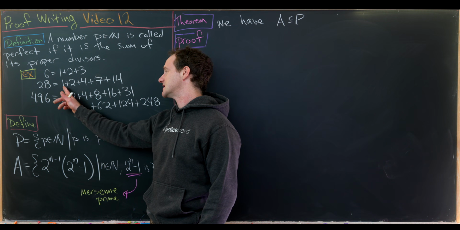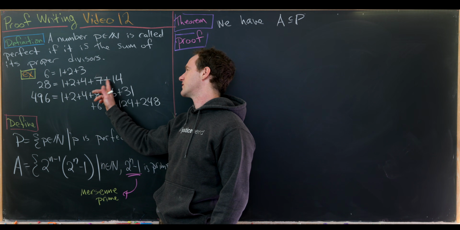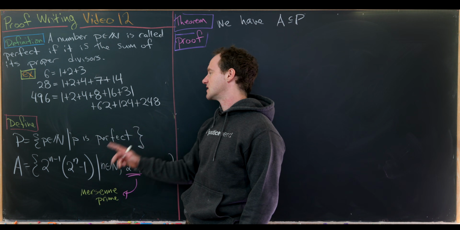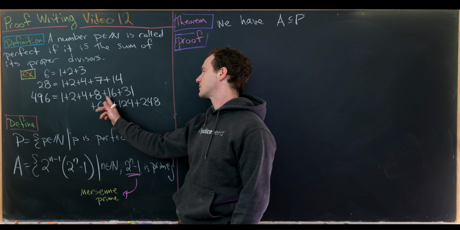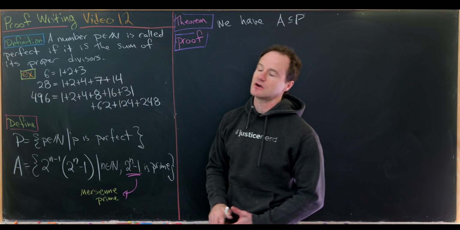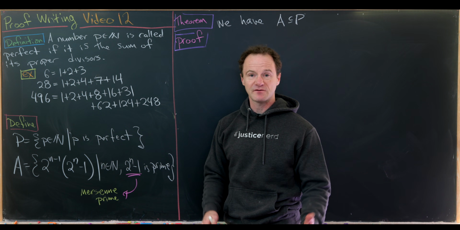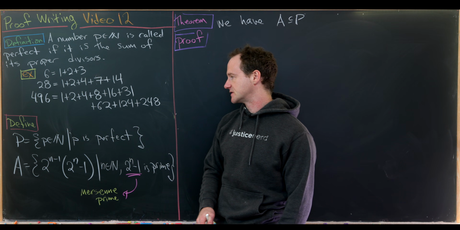Then 28 is 1 plus 2 plus 4 plus 7 plus 14. And then 496 is this big sum right here: 1 plus 2 plus 4 plus 8 plus 16 plus 62 plus 124 plus 248. And then they go on down the line. You can find big lists of them online if you'd like to.